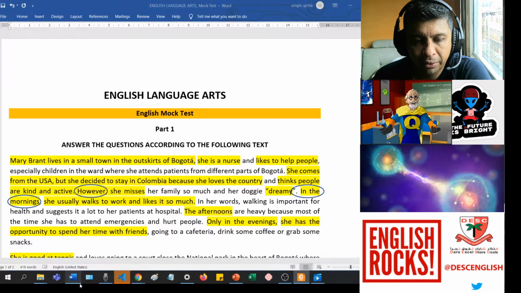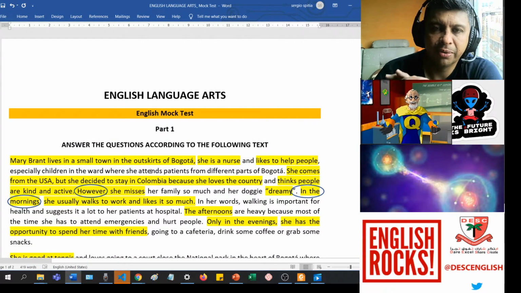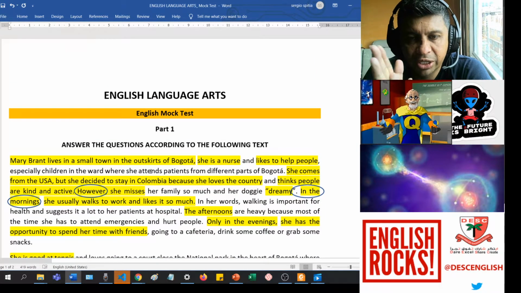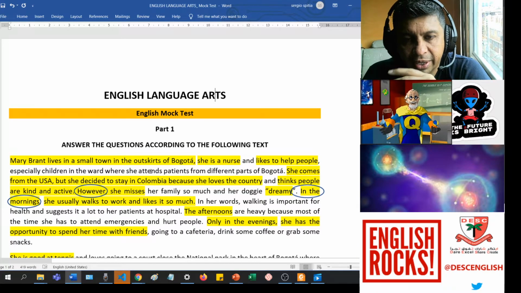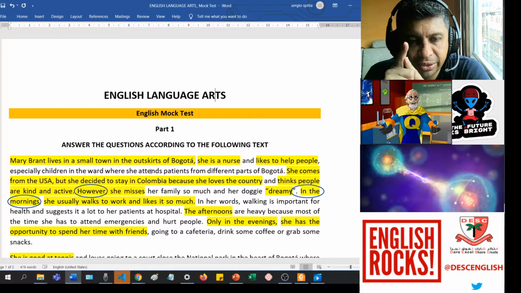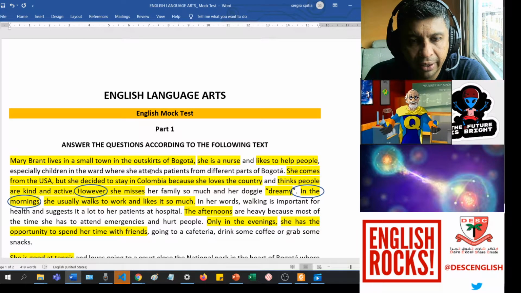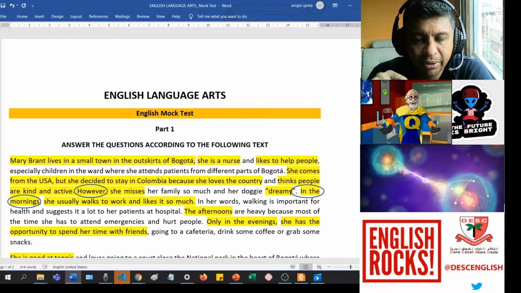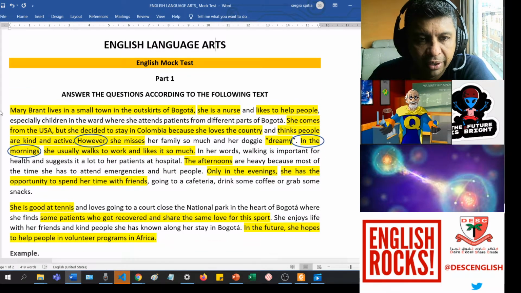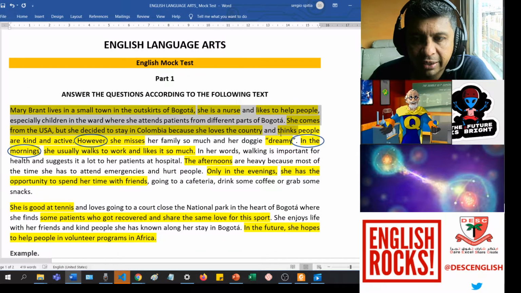Now let's follow this part. English language arts. English mock test. 6th and 7th graders, pay attention to this. Bueno, vamos a prestarle atención a esto. Yo ya tengo previamente seleccionado aquí el texto. So, answer the questions according to the following text. Responde las preguntas de acuerdo al siguiente texto. Ya está resaltado. So, this highlight is very important.